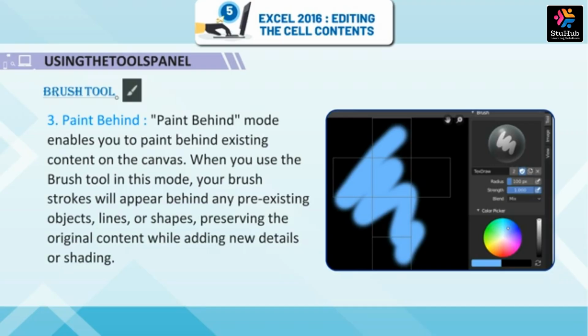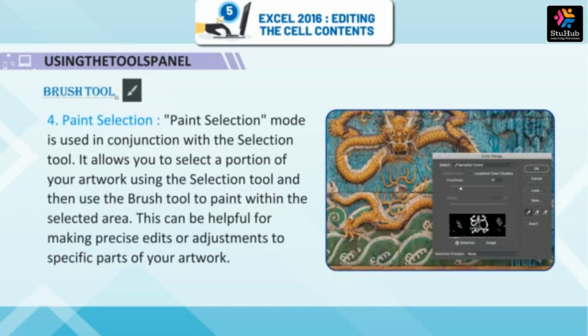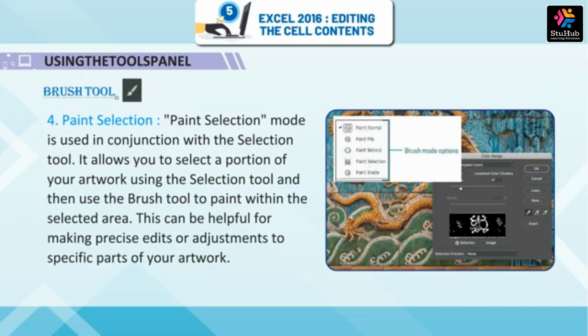Paint Behind. Paint Behind mode enables you to paint behind existing content on the canvas. When you use the Brush tool in this mode, your brush strokes will appear behind any pre-existing objects, lines, or shapes, preserving the original content while adding new details or shading. Paint Selection. Paint Selection mode is used in conjunction with the Selection tool. It allows you to select a portion of your artwork using the Selection tool and then use the Brush tool to paint within the selected area.